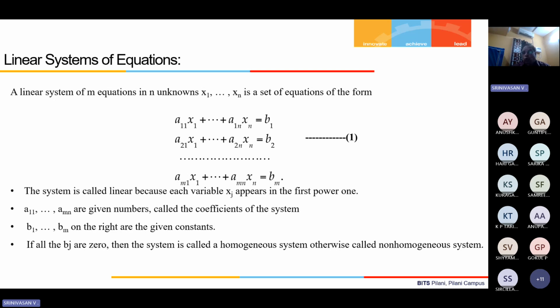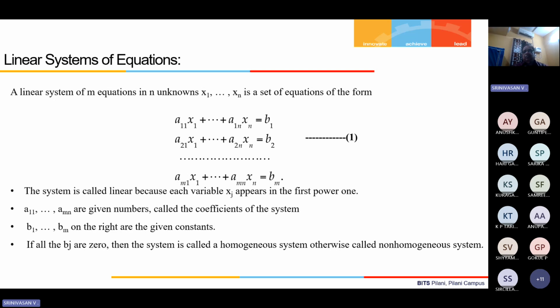So we have m rows, n columns. So that matrix is going to be used. Rank of matrix is going to be used. For that, we have a set of equations, a system of equations. Each equation is linear, so it is called a linear system of equations. That's what we have got here in the description. The system is called linear because each variable xj is appearing in the first power only. That is, it has maximum power 1.